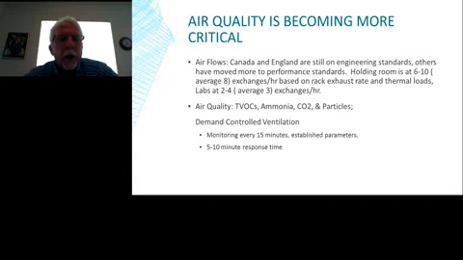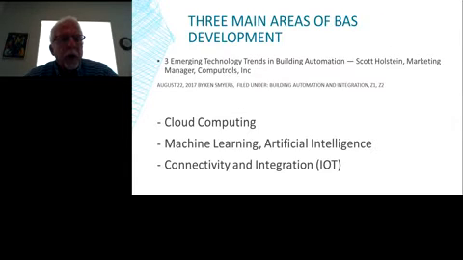Air quality, TVOCs, ammonia, CO2, and particulates are the 4 areas that are really heavily monitored here. And demand-controlled ventilation is then allowed. The monitoring is about every 15 minutes with established parameters. You need to be able to respond to changes, but you don't want to respond too rapidly, because otherwise you'll never have a baseline. So usually there's a 5 to 10 minute baseline response time and then reconfiguration before it is responding. So this kind of gets us on to the BAS itself and development.